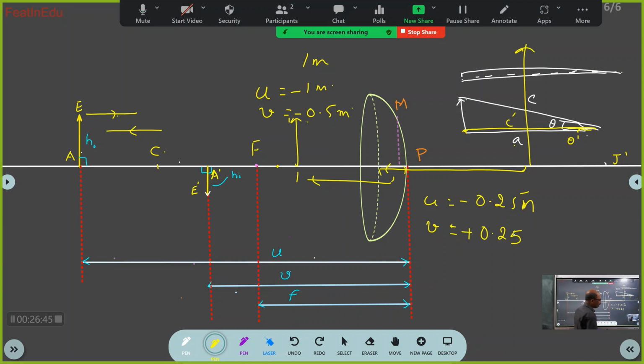v is equal to? Plus 0.25. You understood? Yes. The ray is traveling in this direction, and here you are measuring the distance also in the same direction. And in this case, I am measuring both in this direction. Now, this is physics. This is the beauty of physics. If I tell you u is equal to a plus quantity, then it means u cannot be plus.